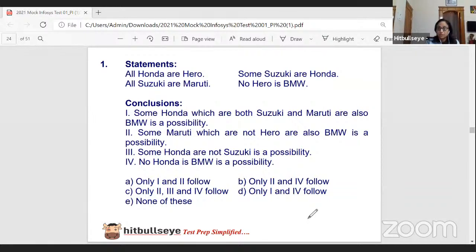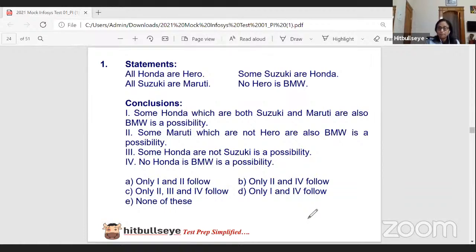Okay, Lalit says it's option number A. Only 1 and 2 are true conclusions. All right, Lalit. Chinmay says it's C. Only 2, 3, and 4 are following. Okay. Anyone else has a different answer? You have to basically find out which conclusions are true, which are wrong, and then mark the option accordingly. Okay, Sujal says B. I have all the options now. A has been answered by you guys. B, C has been also answered.